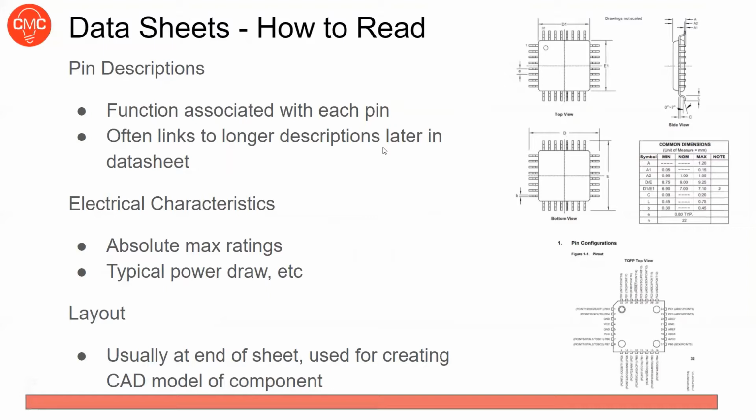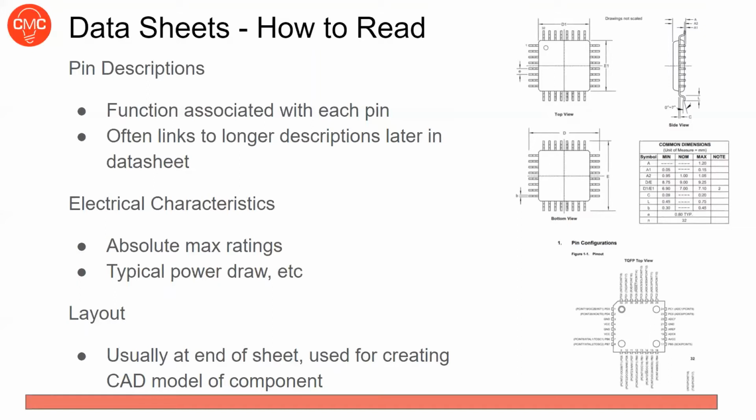A lot of pins sometimes need to be connected to a capacitor or a pull-up or pull-down resistor. Make sure you read the complete description of the pin. It's not very long. It's going to be a sentence or two. And it often links to longer descriptions later in the data sheet. So for instance, the I2C lines will just say, do an I2C, have pull-ups, etc. But later on, it will tell you exactly how to use those connections and how the I2C works in the component.